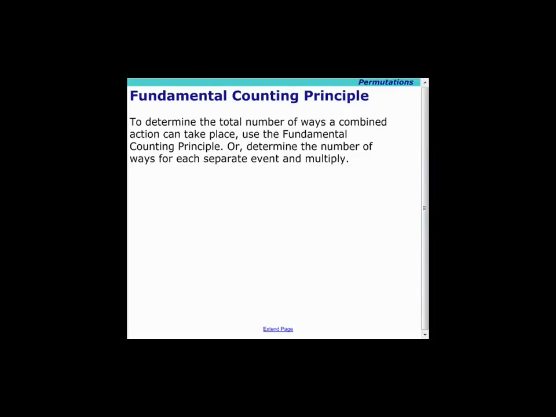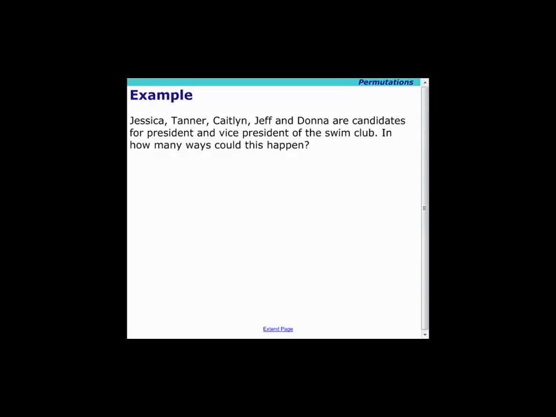So this fundamental counting principle, this is what it states. To determine the total number of ways a combined action can take place, the combined action being the 3 letters put together, I can use the fundamental counting principle, or determine the number of ways for each separate event and multiply. And that's what the fundamental counting principle says.